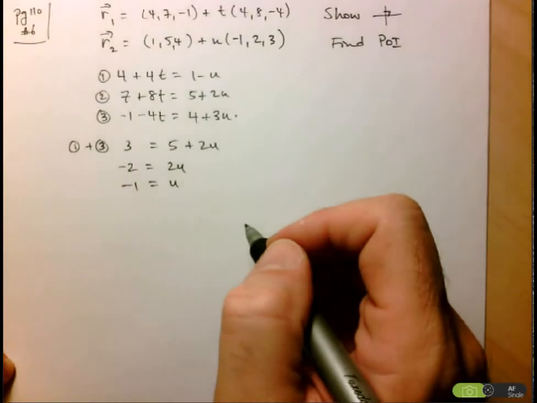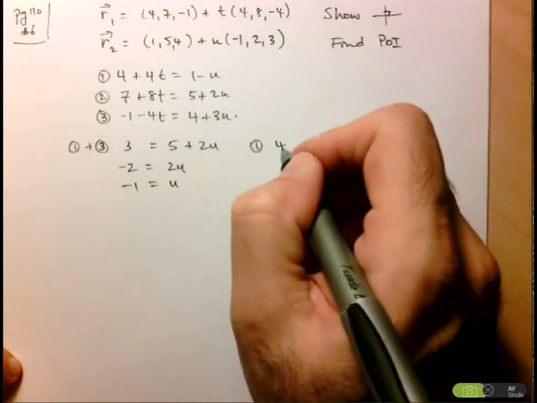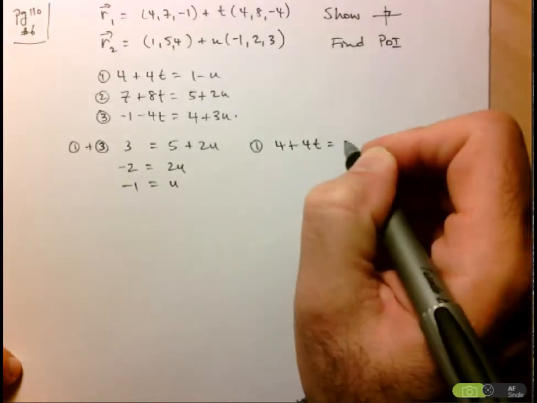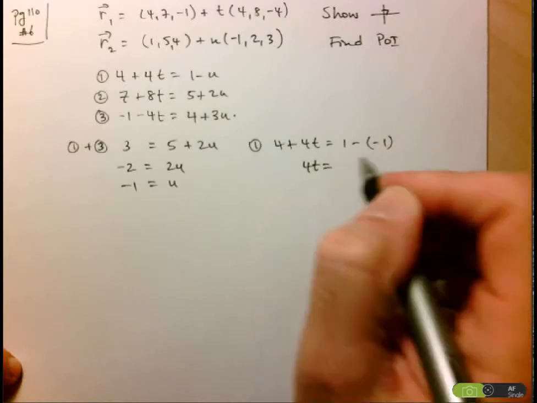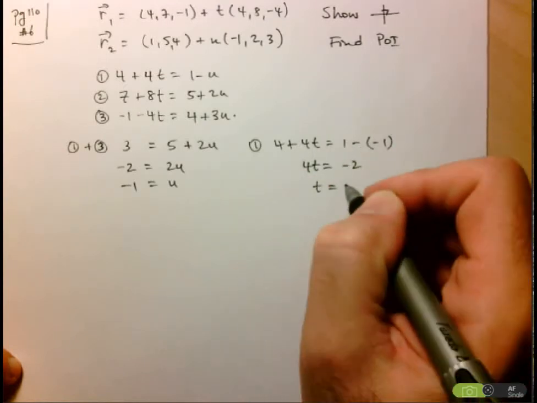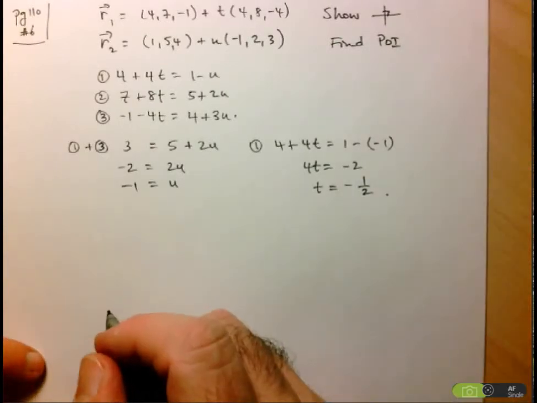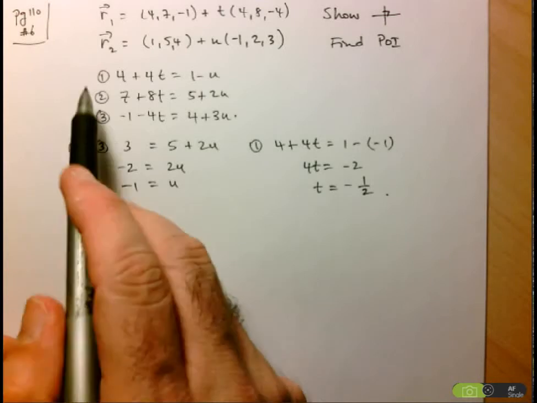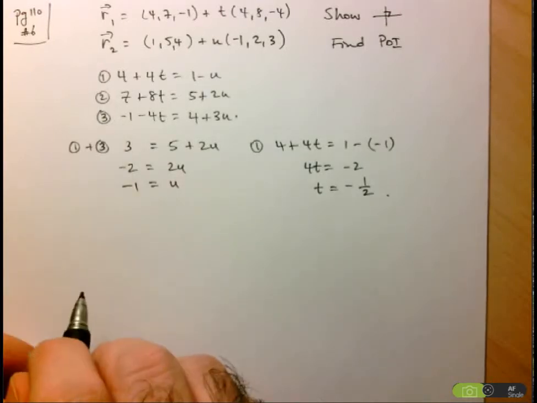So now we can determine the t value. I'll take equation 1 to do that. So 4 plus 4t is equal to 1 minus u, which now we know is negative 1. So 4t is, that's 2 minus 4 is negative 2. So t is negative 1/2. Okay, so we found the t and u values that make the first and third equations work. We need to check that the second equation will also work.